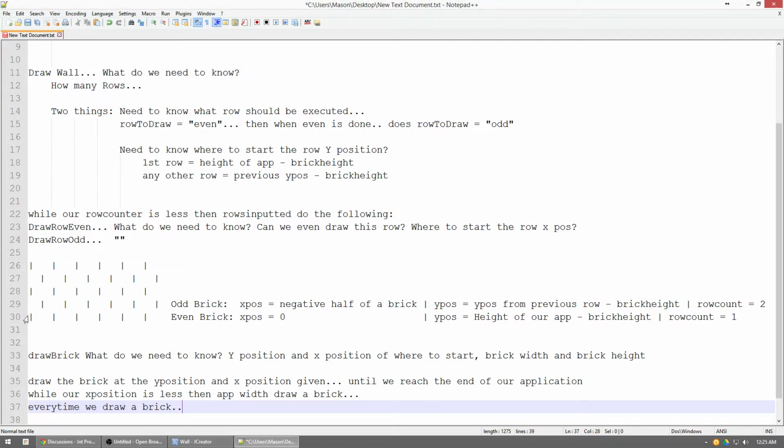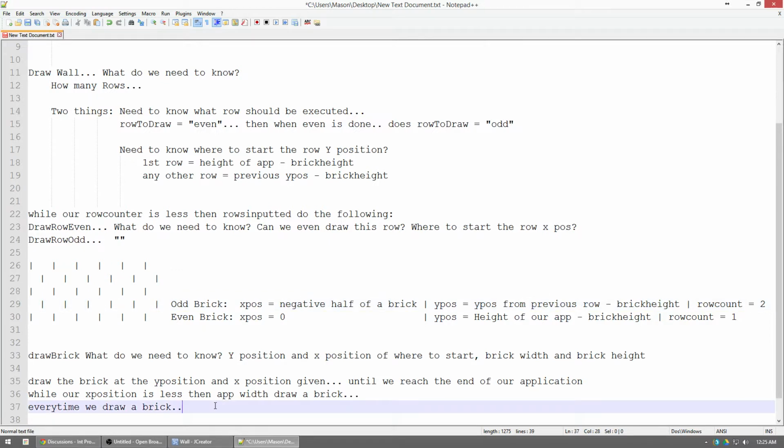Then every time we draw a brick, we started over here at our X position, which was 0. When we do an odd row, our X position is negative half of a brick. Wherever we start, depending on which row we're at, once we're done drawing it, we need to move our X position over, right? Our Y position will stay the same. That changes with each row, right?